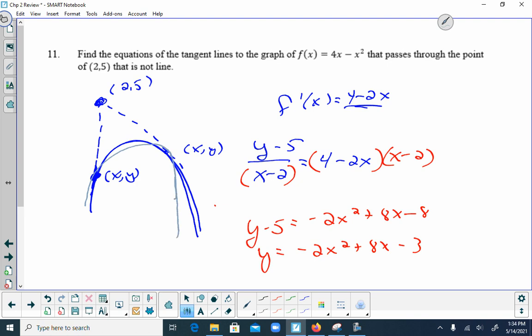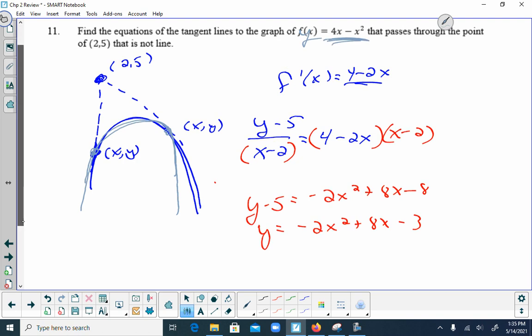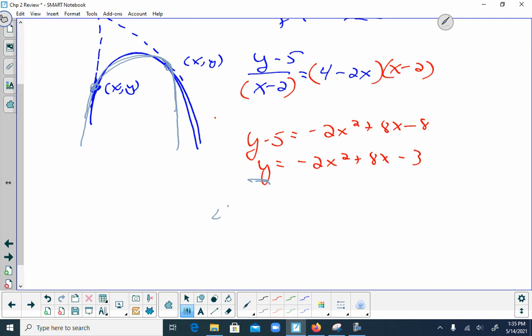And so now I need to find the intersection of these two parabolas, so I need to solve the system. I'm going to solve it by substitution because remember, this is y. So I'm going to take this 4x minus x squared, and I'm going to put it in for this y, and I'm going to solve.